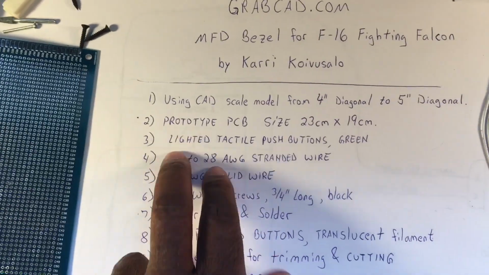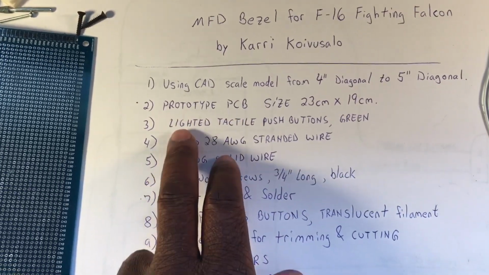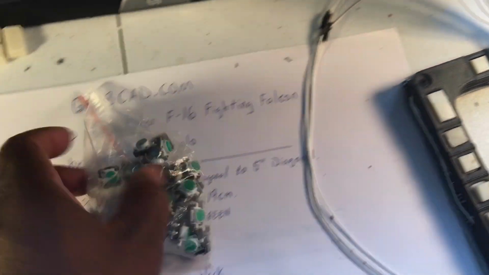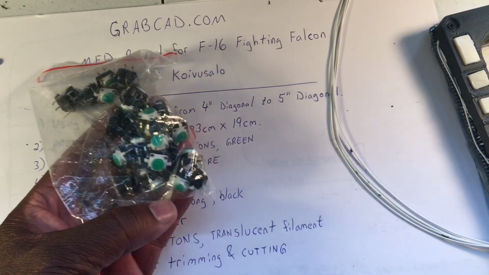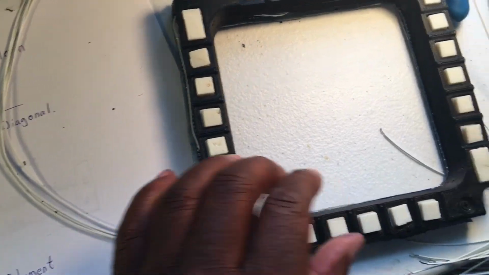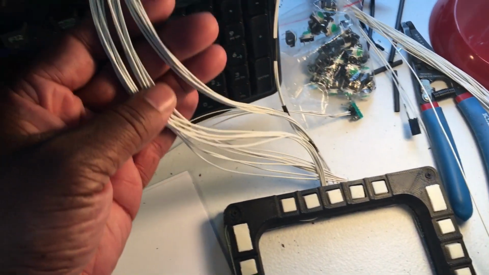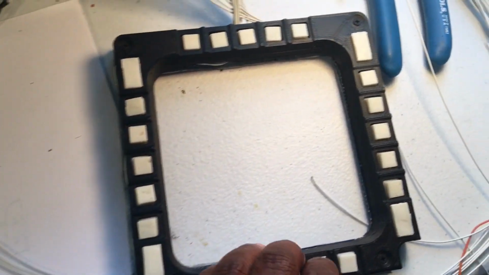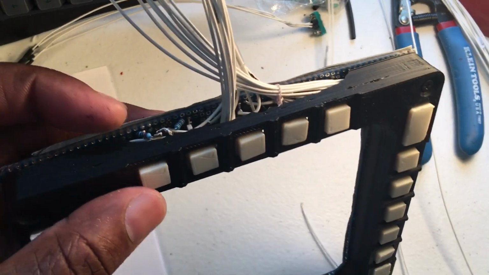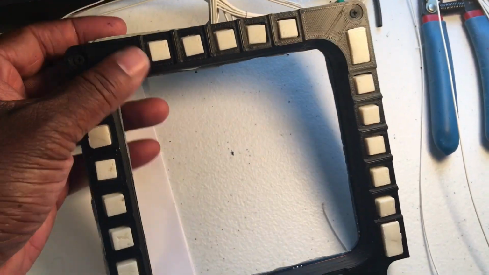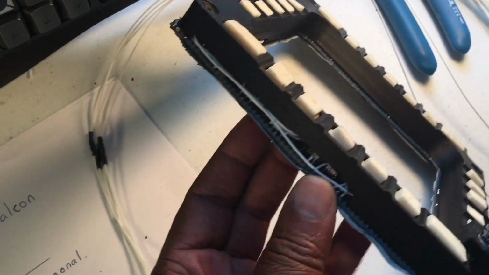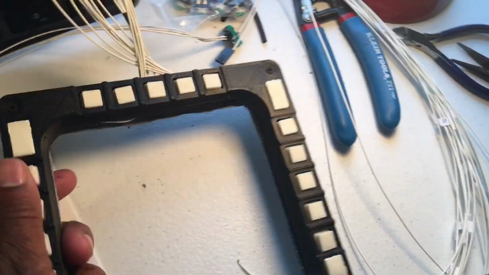So you want to get your prototype PCB board, your tactile push buttons, something similar to these here. This particular one, I used 24 gauge wire. That was actually probably a size too large. I had to cut away some of the edges there to get everything to fit, as you can see in some instances.